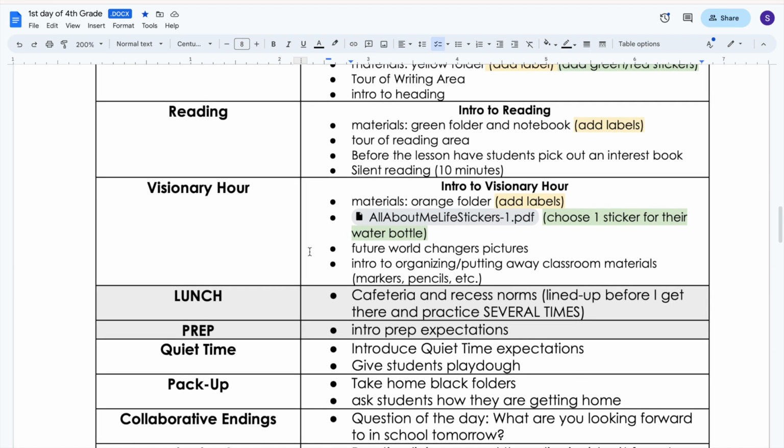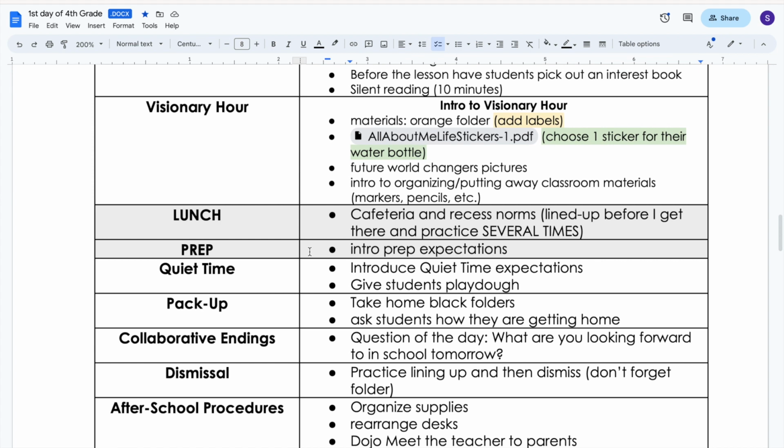Reading, the same idea: green folder and notebook. We have the labels, we tour the reading area, and then before going into the lesson about the introduction to reading, I have students pick out a quick interest book so that we can practice building stamina through silent reading.